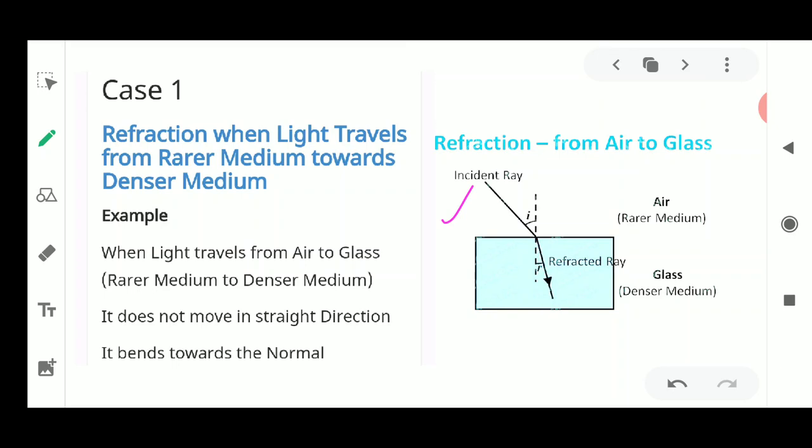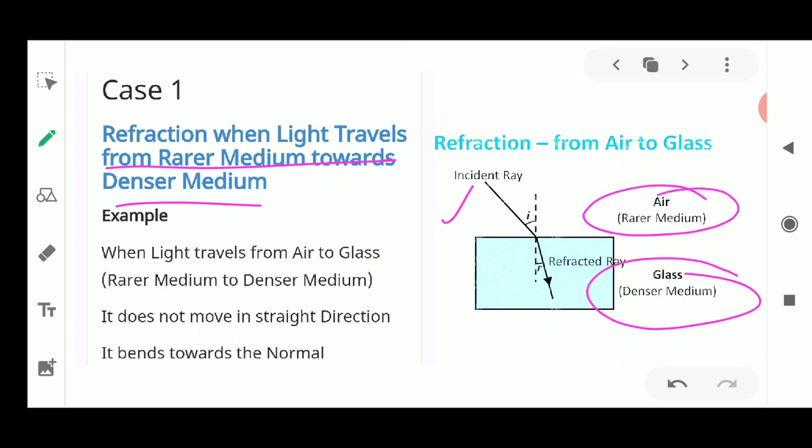We'll see. Let us discuss the first case, the refraction of light when it travels from a rarer medium to a denser medium. Why rarer to denser? Because air is the rarer medium, and the denser medium we are considering is the glass slab. So the light ray is incident from the air, the rarer medium, because the speed of light is more in the air.